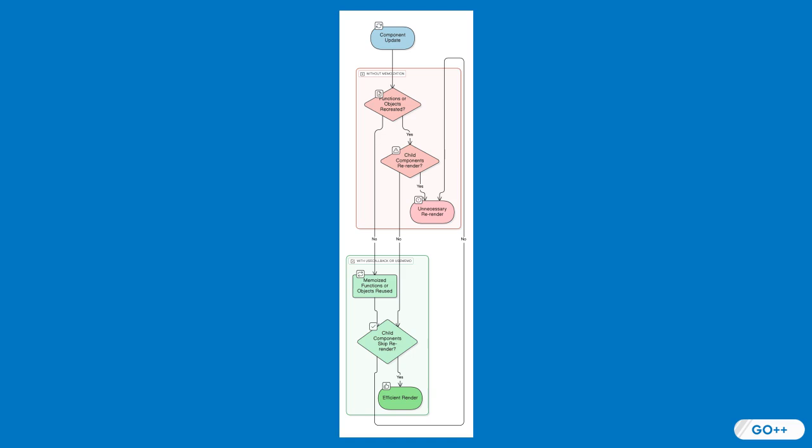Applications become more scalable, efficiently handling larger data sets and complex interactions without sacrificing performance. However, it's important to strike a balance. Overusing these hooks can lead to complexity and even degrade performance due to the overhead of maintaining memoized functions and values. It's crucial to evaluate when memoization is genuinely beneficial.